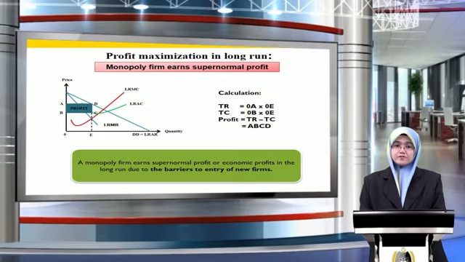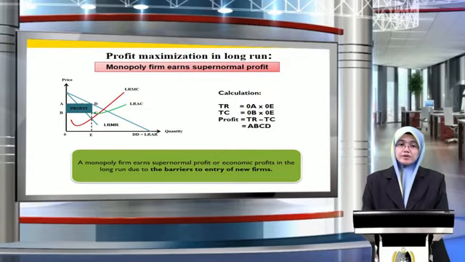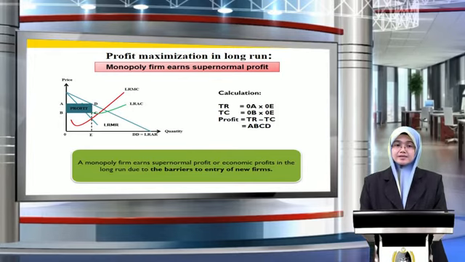A monopolist firm in the long run is in equilibrium at the point where marginal revenue equals marginal cost. In the long run, a monopolist will only earn supernormal profit. A monopolist can make all necessary changes to cost as there are barriers for new firms to enter the market.